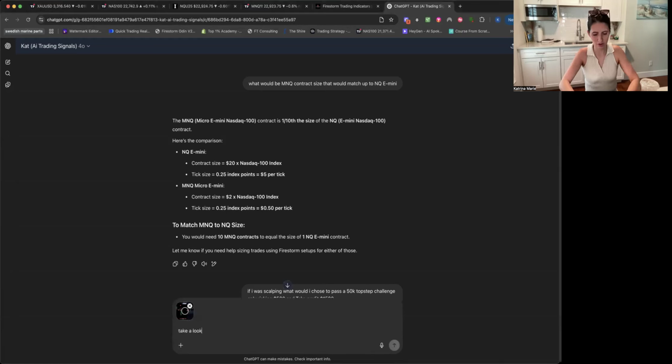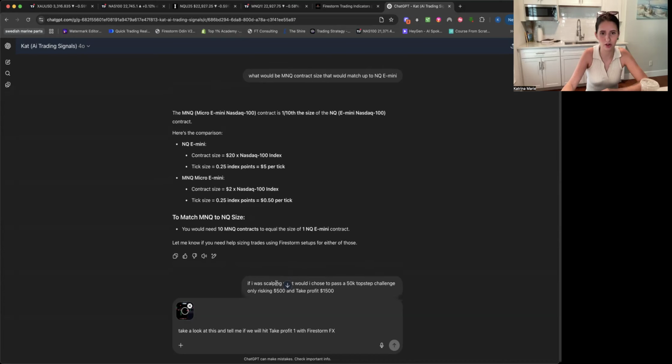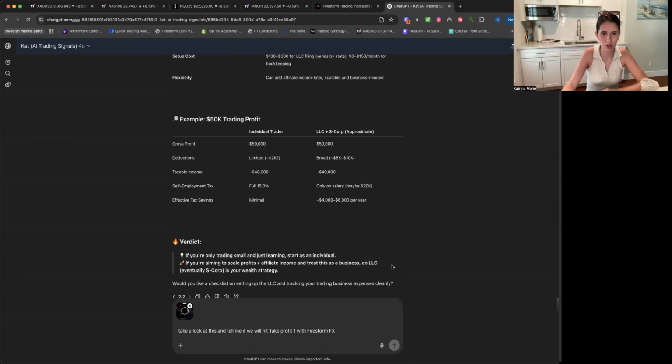Take a look at this and tell me if we will hit take profit 1 with Firestorm FX. Is it not loading? Oh my goodness, it's going to take a century to load because I'm out in the woods.